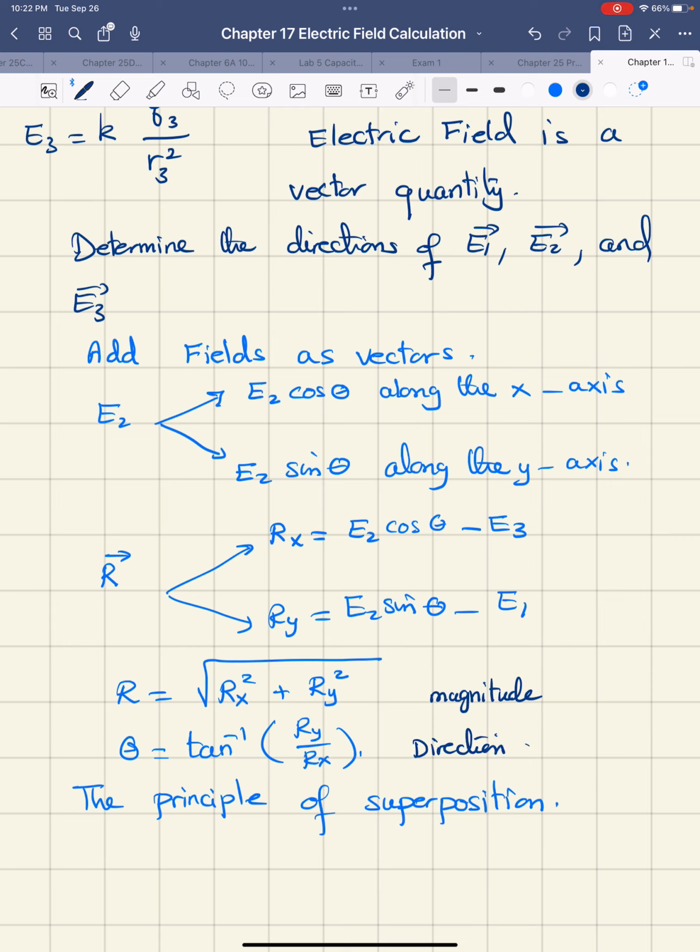This is the principle of superposition, which I want you to review so that you will be able to calculate the values. Thank you.